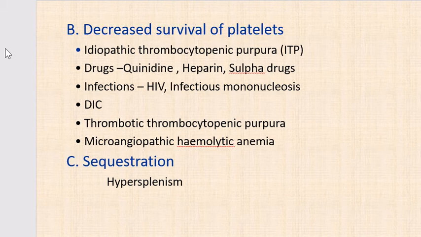In this group, there is idiopathic thrombocytopenic purpura. Some drugs like quinidine, heparin, and sulfur drugs lead to increased destruction of platelets in the peripheral circulation. Some infections like HIV and infectious mononucleosis do too. Then there is DIC. DIC means disseminated intravascular coagulation, a condition in which widespread thrombi are formed in small vessels throughout the body. Then there is thrombotic thrombocytopenic purpura and microangiopathic hemolytic anemia. These are the conditions which lead to decreased survival of platelets, and in this way they lead to thrombocytopenia. And the third important cause of thrombocytopenia is sequestration of platelets in a large spleen. That is, hypersplenism is one of the causes of thrombocytopenia.